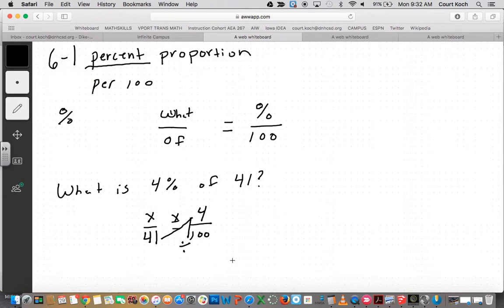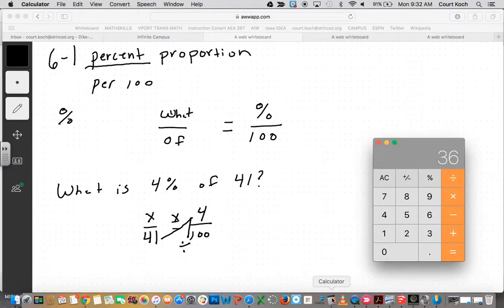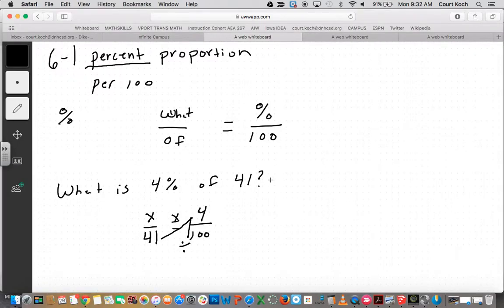Pull up the calculator here. So I'm going to go 41 times 4 divided by 100. I know this number's 16.4. It came out as a decimal. I'm going to keep that decimal. So what is 4% of 41? 4% of 41 is 16.4.